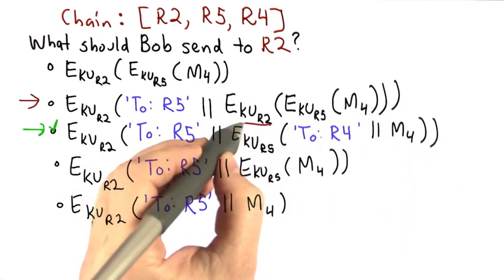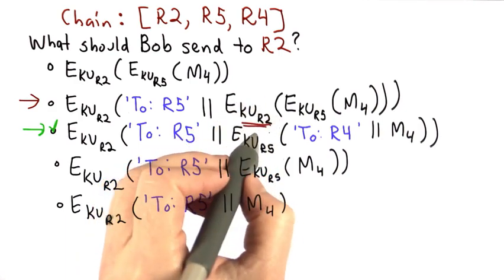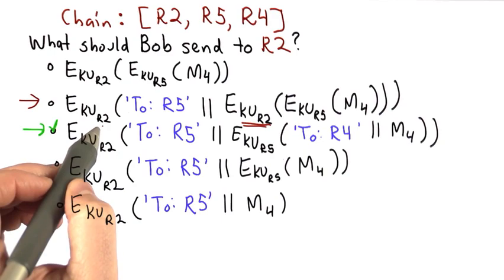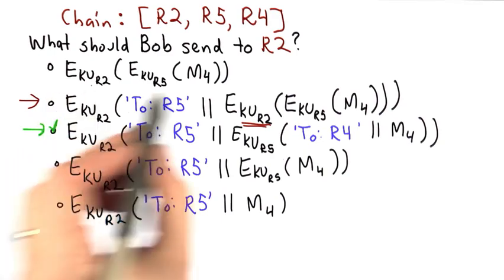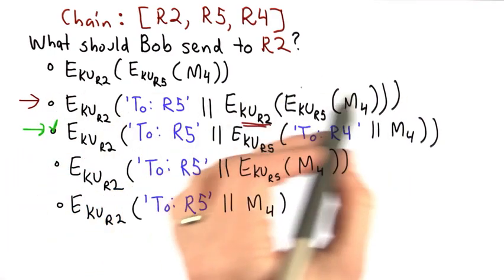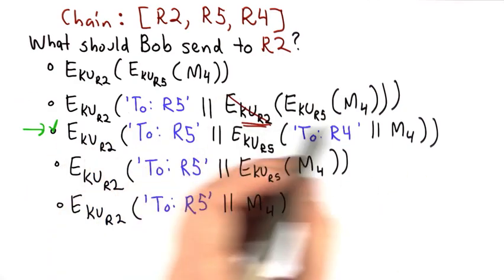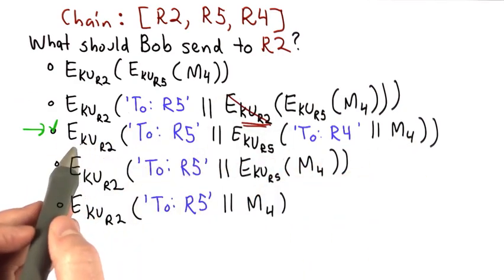It's also unnecessary to have this extra decryption using KUR2. This outer message is already encrypted using that public key. So anyone who can decrypt this message can also decrypt that one. So there's no value added by having this encryption. The third one is the best answer.